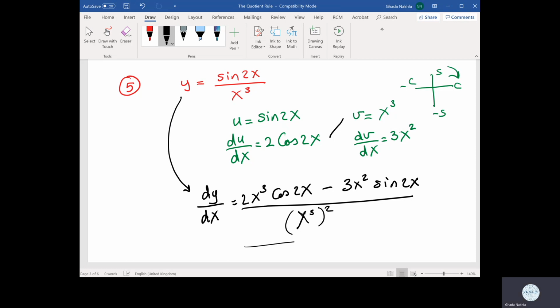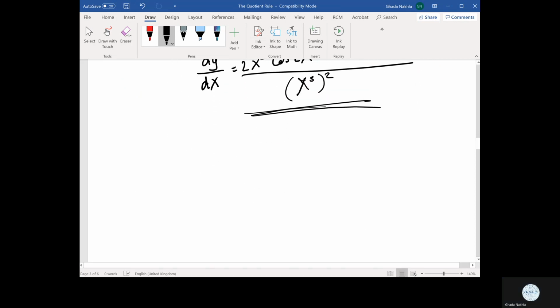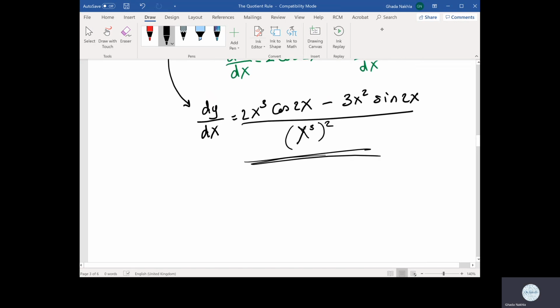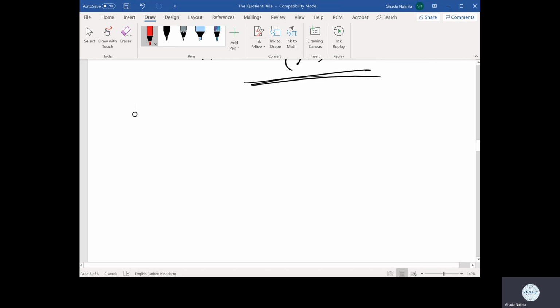Okay, and again, you can simplify it. You can take x squared from the top, the common factor from the numerator, and then simplify it. Let's take a look at the next question. And the next question is 6.